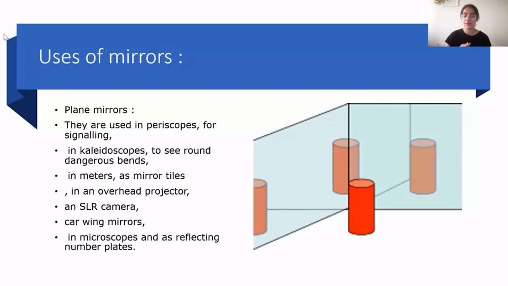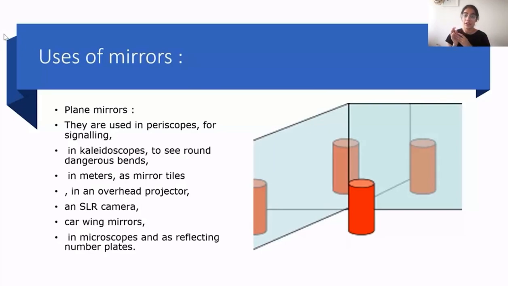Plane mirrors are used in periscopes. Plane mirrors are used for signaling. Kaleidoscope is a device that forms beautiful patterns and images when multiple reflection of light takes place, and a lot of plane mirrors interact with each other. Beautiful patterns are formed, and this is possible in a device called the kaleidoscope.